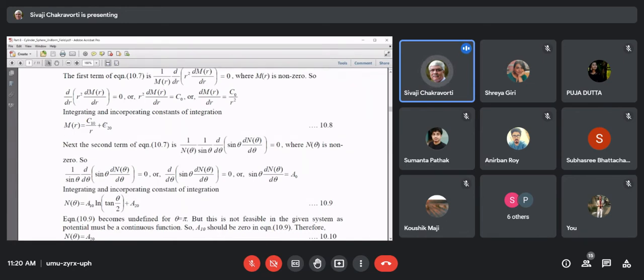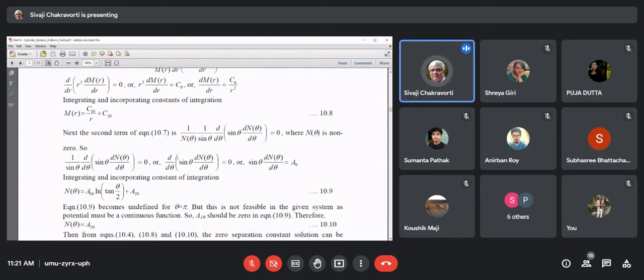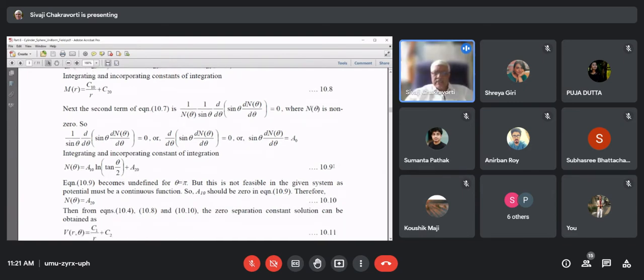And we find that n theta gets this. But now we have to look into this solution that whether it is valid for all values of theta. But we find that when theta is equal to pi, then this solution becomes undefined. But that's not possible. Why?